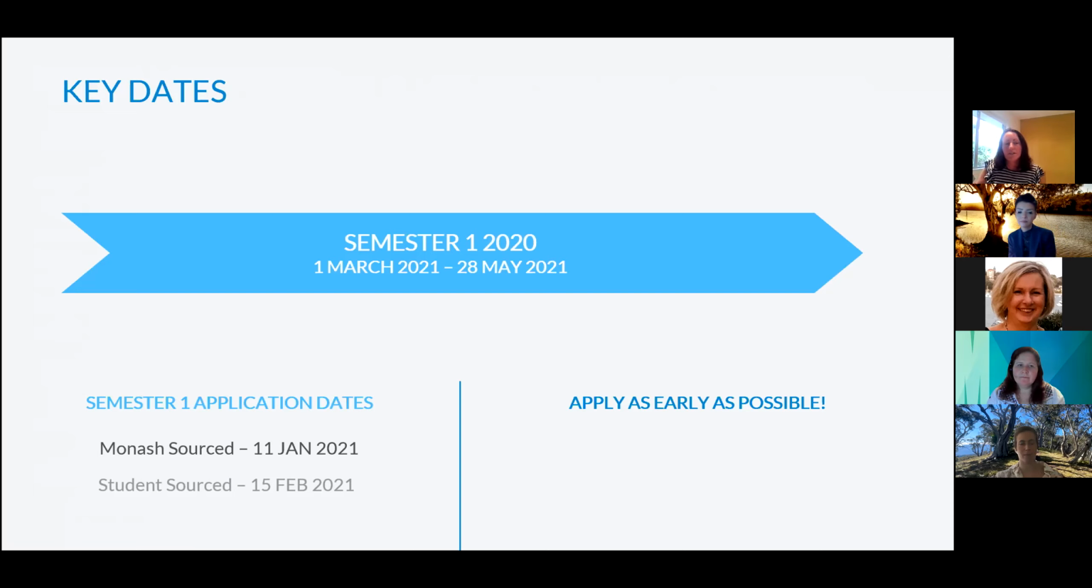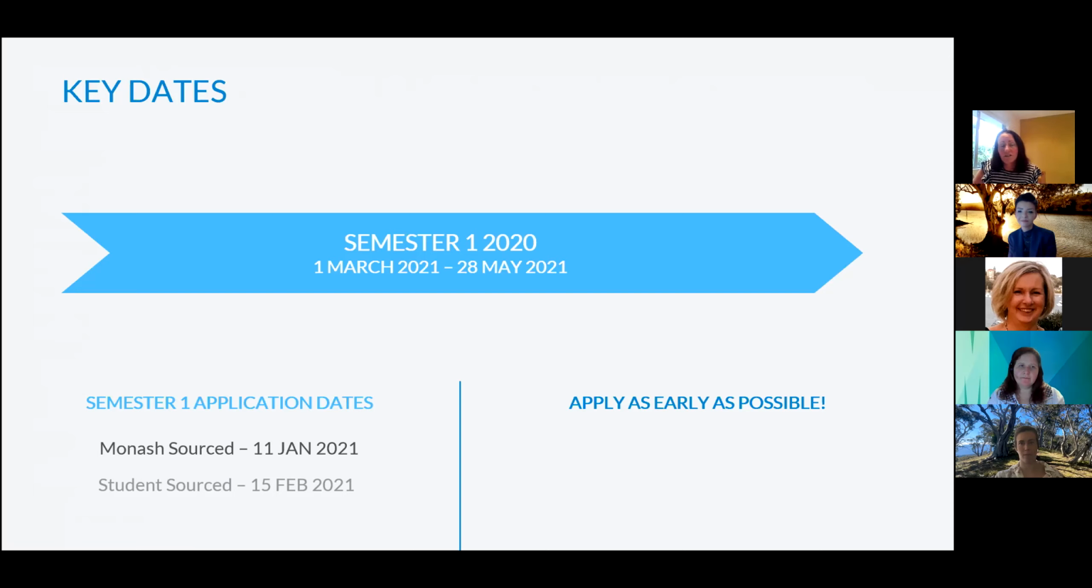Monash sourced closes earlier than student sourced because we need more time to assess your application and then figure out who we're going to match you to. So I think the key message from us really is apply as soon as possible. It really helps us to know who's applying, because if you want a Monash sourced placement, we can get a really good sense of your skills and interests and then be thinking about who would be the best match for you. So the more time you give us, hopefully the better match we can give you as well.